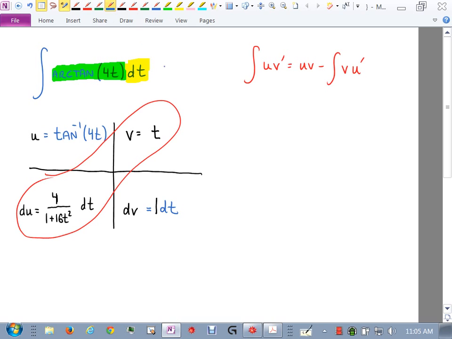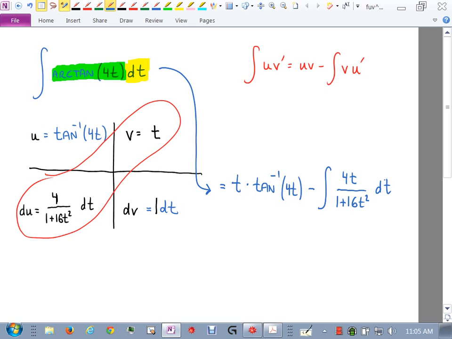So let's go. Let's rewrite the integral. This becomes u v, t times arctan 4t, minus the integral. So I'll put 4t over 1 plus 16t squared dt. Did I get it all there? Everything accounted for? Okay. Now, could I pull that 4 right here out? Yes, I could. I just left it there.